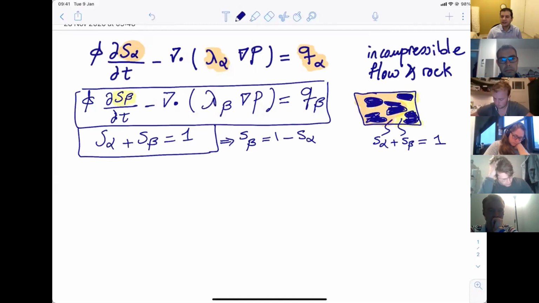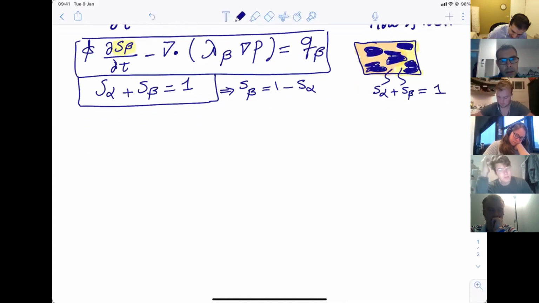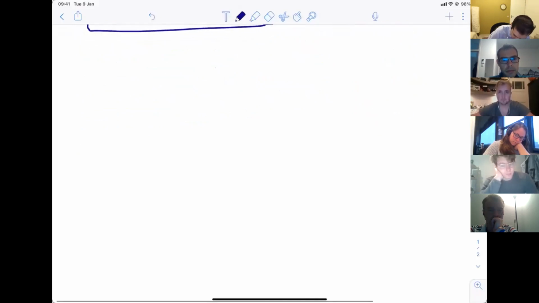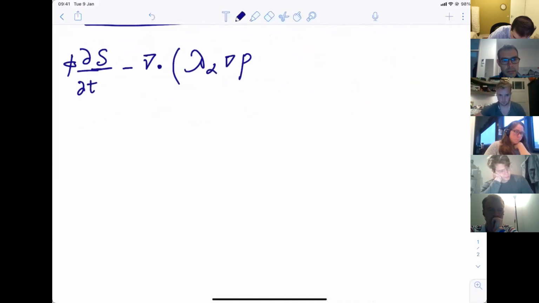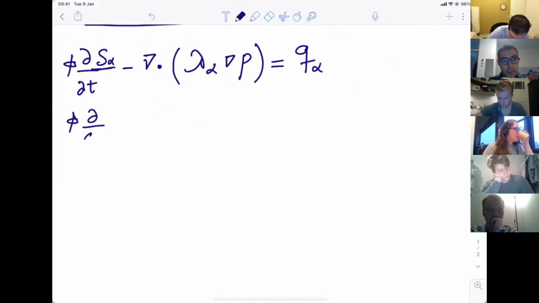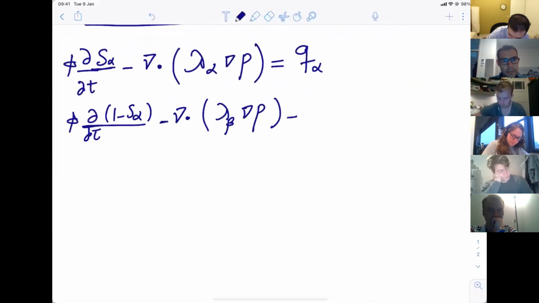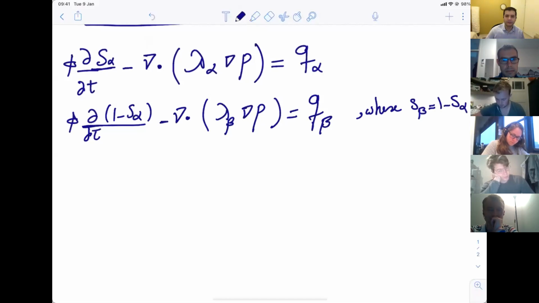That's very simple. Instead of solving for S alpha and S beta, I can solve for S alpha, and I know that S beta is 1 minus S alpha, because the summation is 1. So what would I get at the end? I would get phi d S alpha dt minus divergence lambda alpha grad p equals q alpha, and phi d dt of 1 minus S alpha minus divergence of lambda beta grad p equals q beta. That's my balance equation for phase alpha and phase beta, where S beta is written as 1 minus S alpha because the summation is 1.